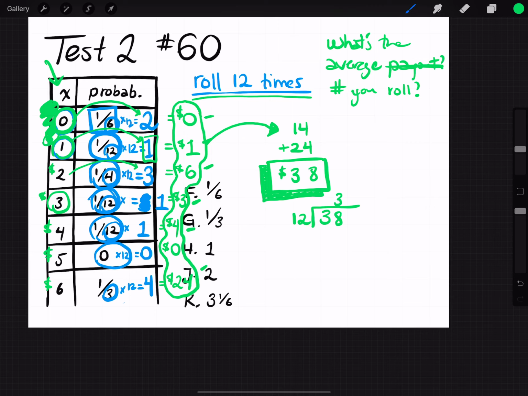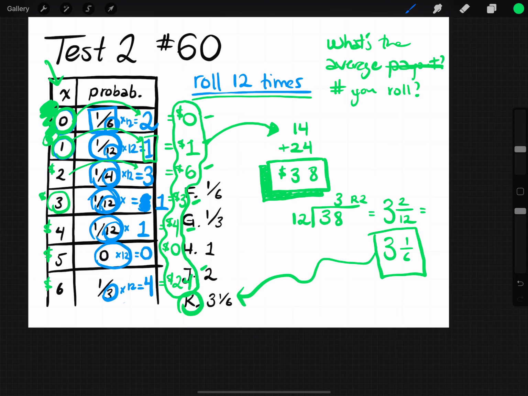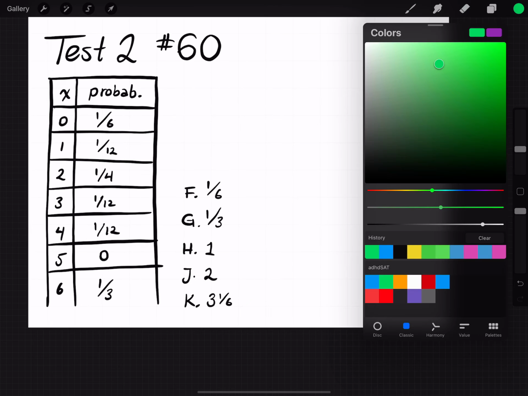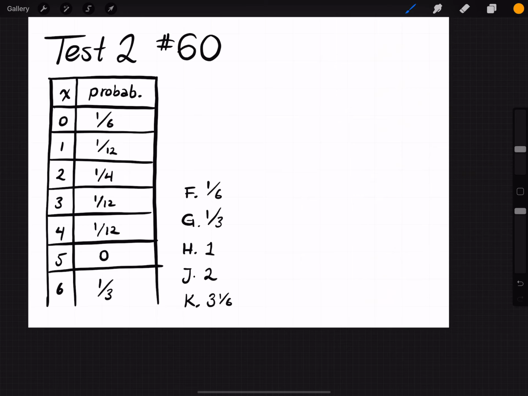That goes in 3 times with a remainder of 2. I can rewrite that as 3 and 2 over 12. Or if I simplify that, that will become 3 and 1 over 6. Holy crap! That looks familiar. Right there. The correct answer for this is K. Okay, so now we want to think about how can we do this problem a slightly easier way? And it really just will be a slightly easier way. Do not get your hopes up. This is the last problem in the section for a reason.